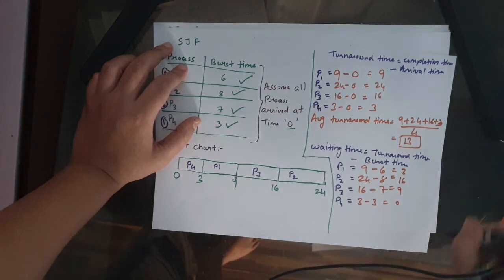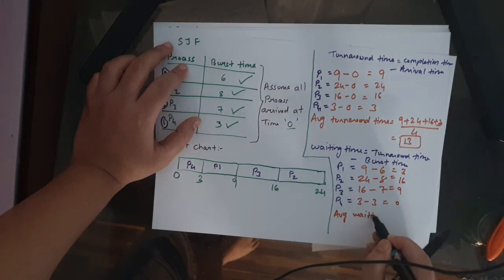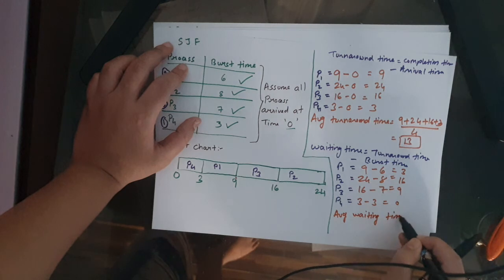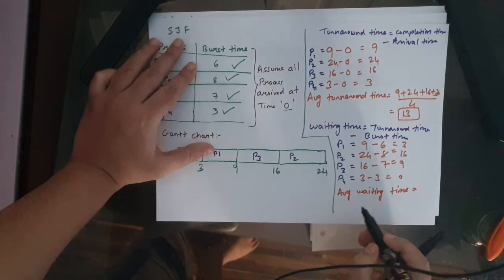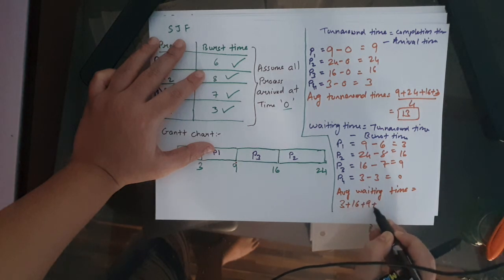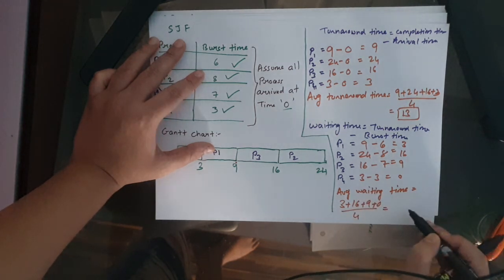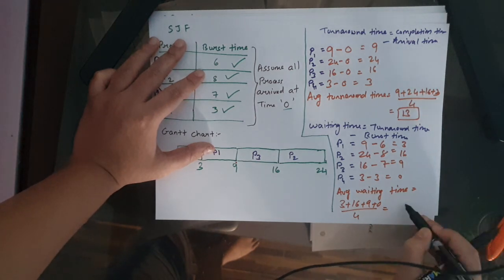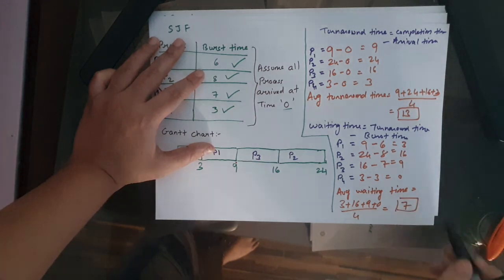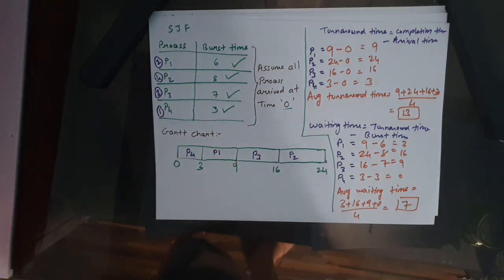Time to find the average, which is 3 plus 16 plus 9 plus 0 divided by 4, which is 7. So 7 time units is the average waiting time. That's it.